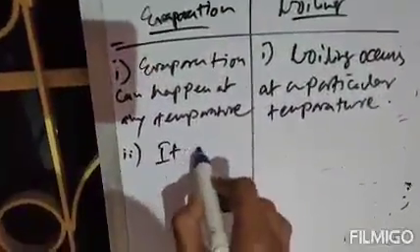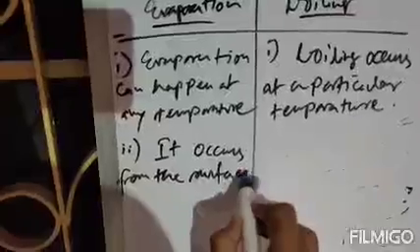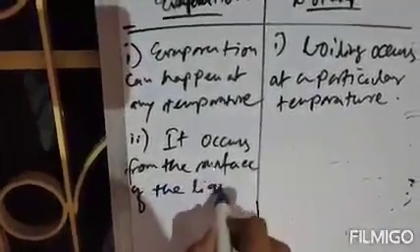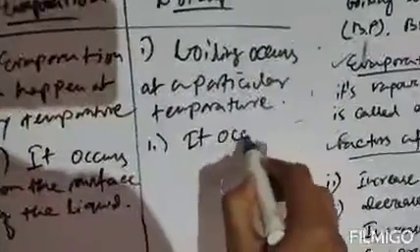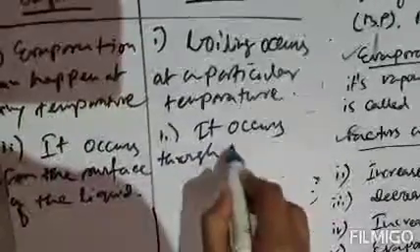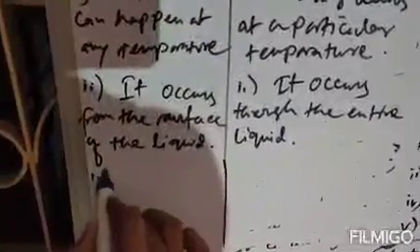Number two, boiling is a bulk phenomenon and evaporation is a surface phenomenon. Why is boiling a bulk phenomenon? Because boiling happens through the entire liquid. Clear? And evaporation happens from the surface of the liquid. So the second criterion: evaporation occurs from the surface of the liquid, and boiling occurs through the entire liquid.